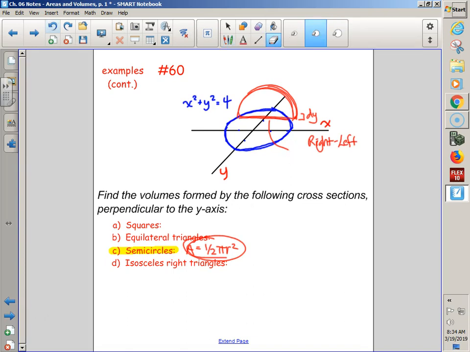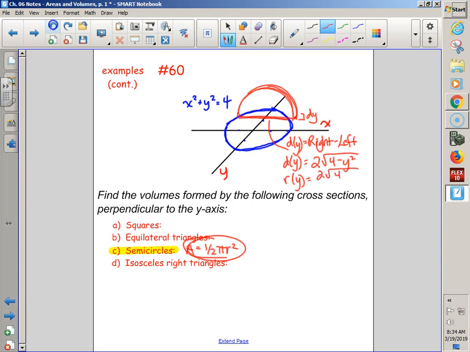Did you guys get that it was diameter? So then if diameter is your 2 square root of 4 minus y squared, I didn't have to do all that work again, right? Okay. If the diameter is that, what's the radius? Divide by 2.